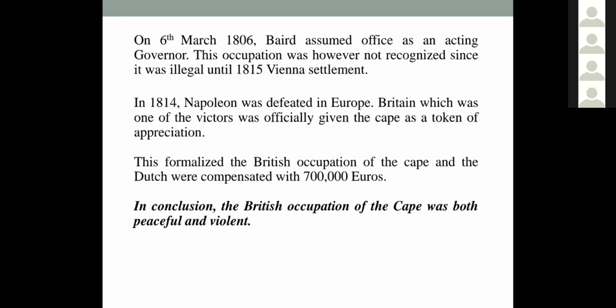Because the king at first, William of Orange, had thought it was a temporary takeover to prevent France from taking over the Cape. But by the 1815 Vienna Settlement, even Napoleon had been defeated. The king who had been overthrown by the Batavians had gone back to Holland and taken back his throne. But Britain was taking the Cape permanently. So for that loss, Holland had to be compensated with that 700 pounds.